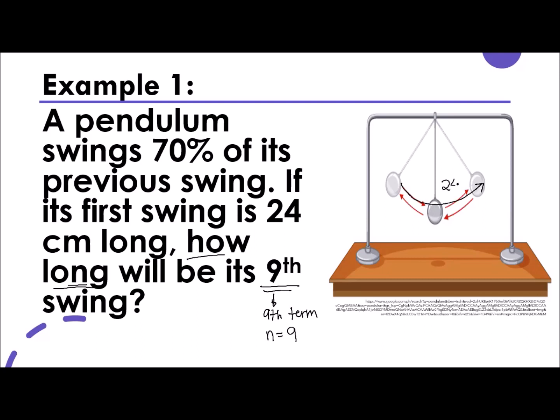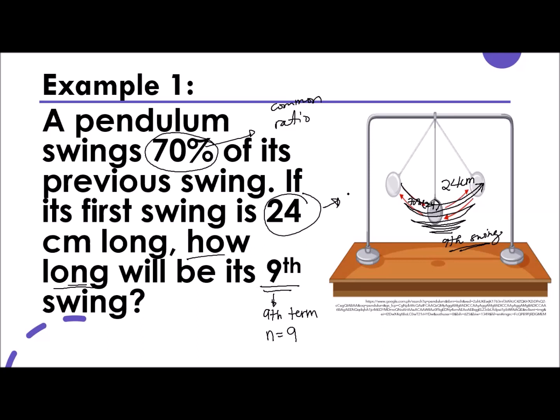So, ang una mo dito ay 24 centimeters long. Tapos, siyempre, babalik siya ng kusa. 70% daw ng 24 centimeters. Hanggang sa 70% na, hanggang sa umabot ka ng pang ninth swing. Ang tanong, gaano daw kahaba yung ninth swing na yun? Okay? So, anong role dito ni 70%? Si 70%, that is your common ratio. Okay? Siyempre, nag-umpisa kay 24 centimeters, so that is your A sub 1.